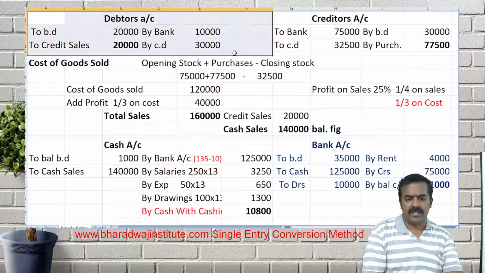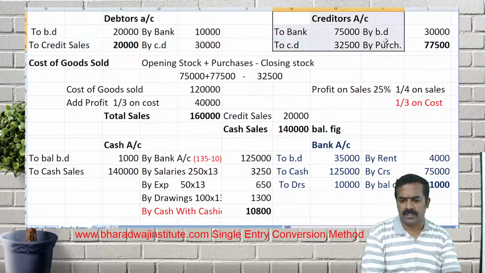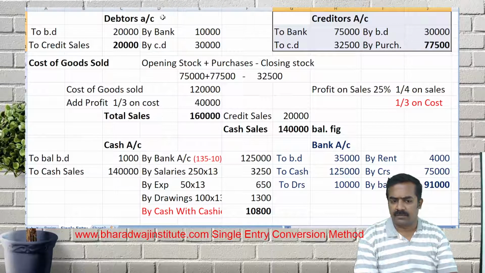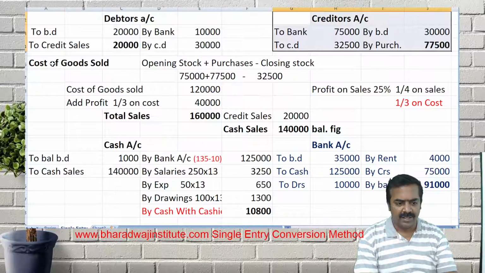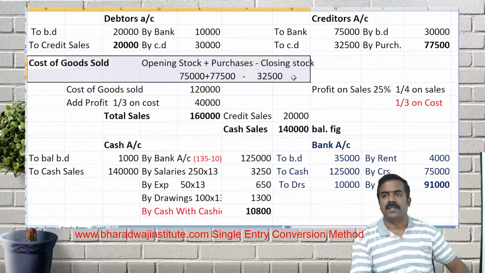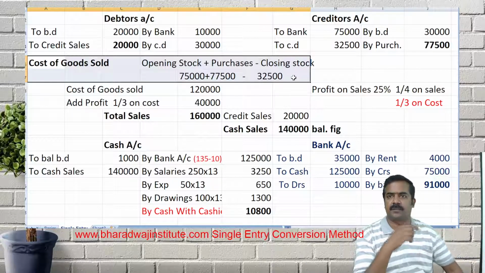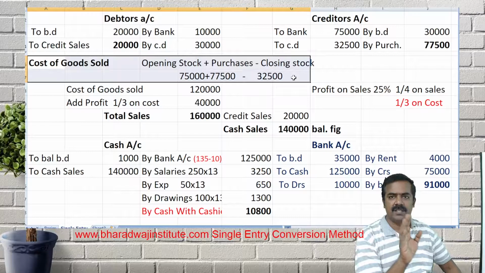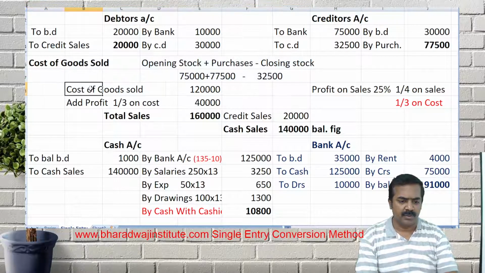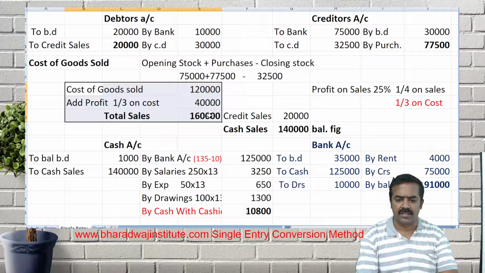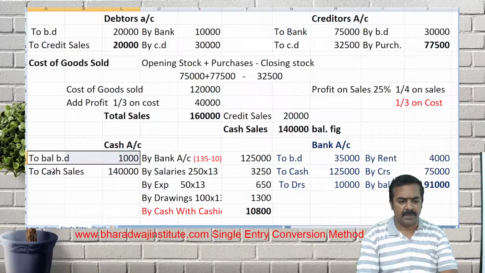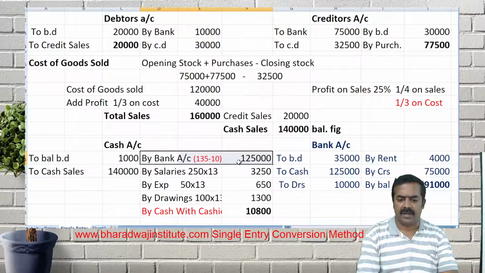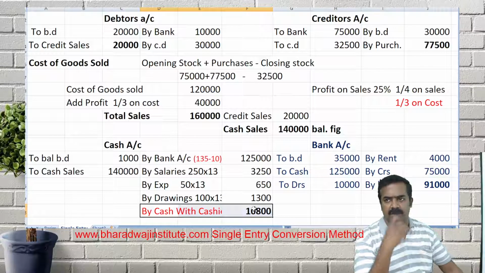Okay, we find out credit sales by preparing which account? Debtors account. And purchases by preparing which account? Creditors account. Cost of goods sold is opening stock plus purchases minus closing stock. No cash purchase in the problem, clearly mentioned. Payment for purchases is made only by check. So we work out cost of goods sold, add profit, we get total sales. Eliminate credit sales, you will get cash sales. Cash book: opening balance plus cash sales minus deposited in the bank and the weekly expenses. The cash should be 10,800 with the cashier.